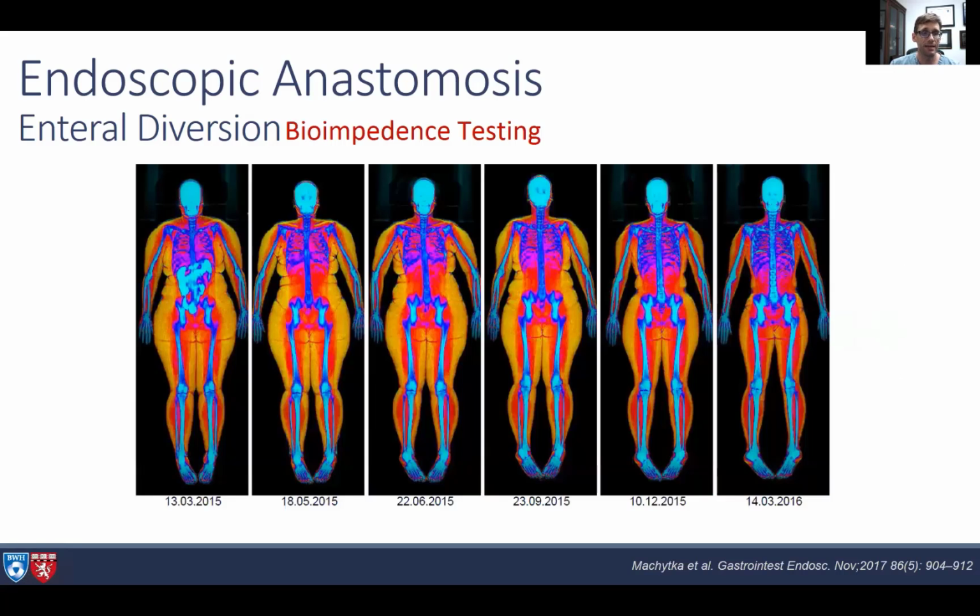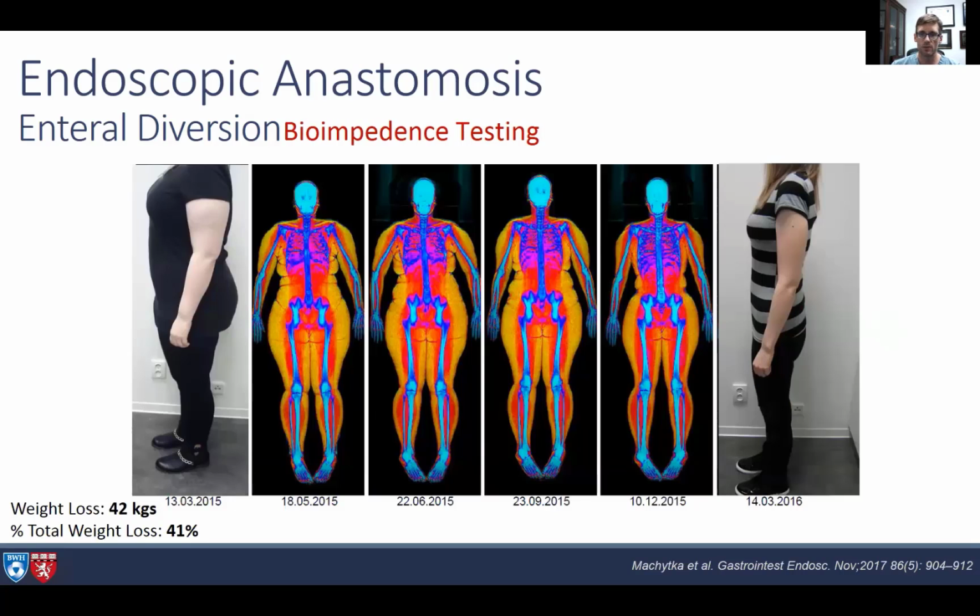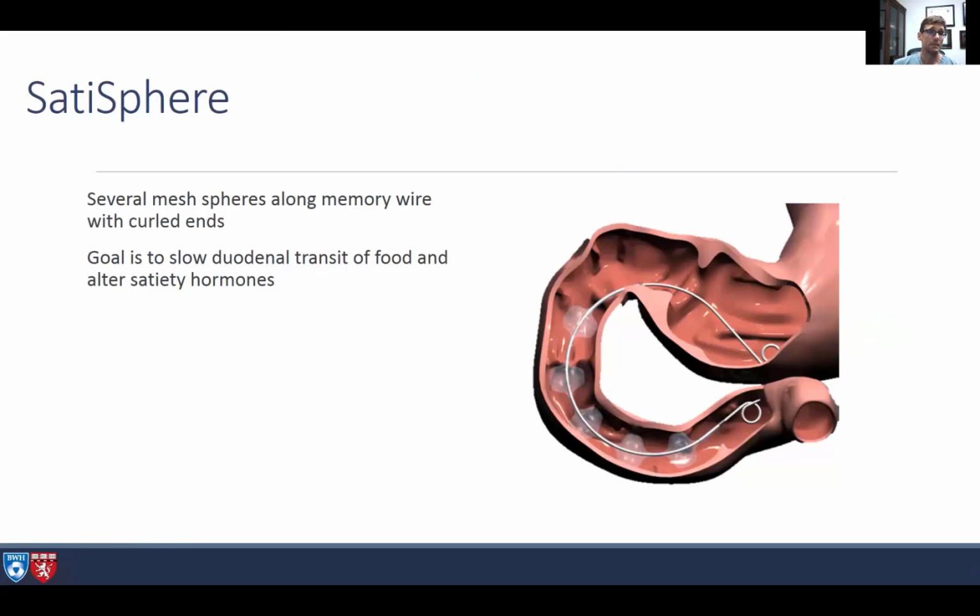This is bioimpedance testing with one of the subjects. You can see yellow is fat, red is muscle, and you can see a significant change in body composition over the course of the study. She lost 42 kilograms, or 41% total weight loss, and that's what she looked like before. So it can have quite substantial effects.